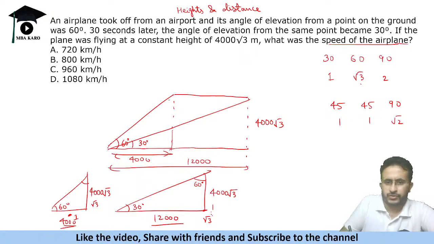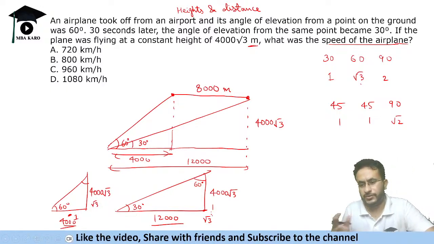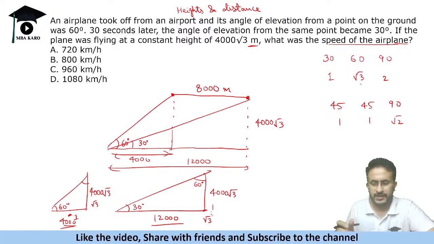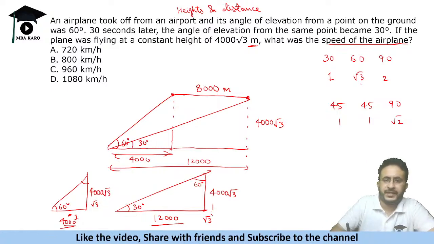ठीक है. So ये point A से point B तक गया. So this distance is 8,000, and what is given? It is in meters. So the aeroplane flew 8,000 meters in this duration. Okay. Distance is given, the time is given. We can find the speed: 8,000 meter, that means 8 kilometer in 30 seconds.